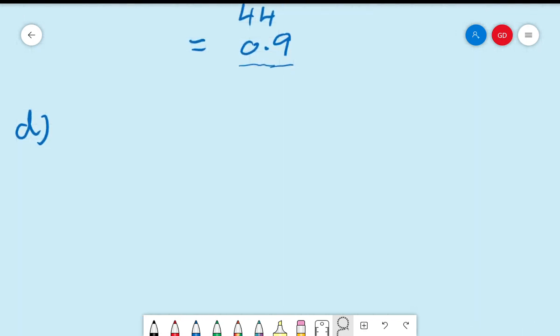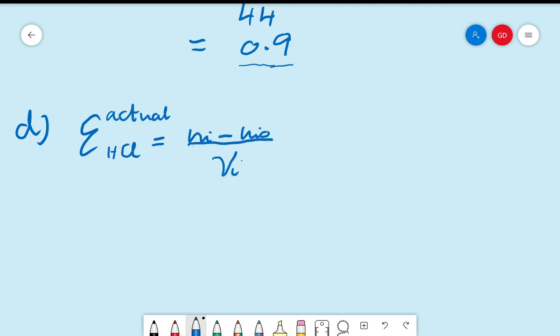Okay, so now what we do now, this is the actual extent of reaction. So we go and write extent of reaction. This is actual, it's not maximum. Actual extent of reaction, HCl: final moles subtract initial moles, all over the stoichiometric coefficient. Now you can see the difference here. This is the actual extent.